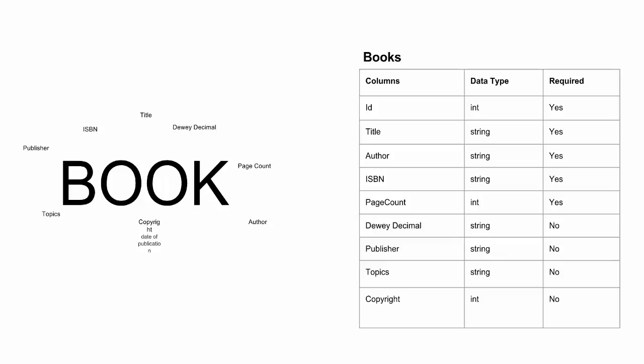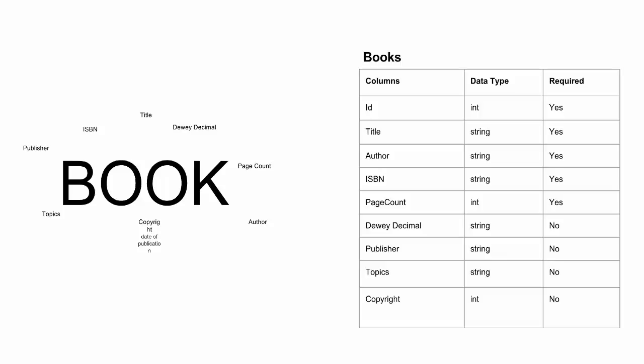So I'm choosing to use a string just because I honestly don't know what I don't know about ISBN numbers, so I don't know the potential for that to be something else. Page count is pretty simple. You can only have positive whole pages. So page count is an integer.